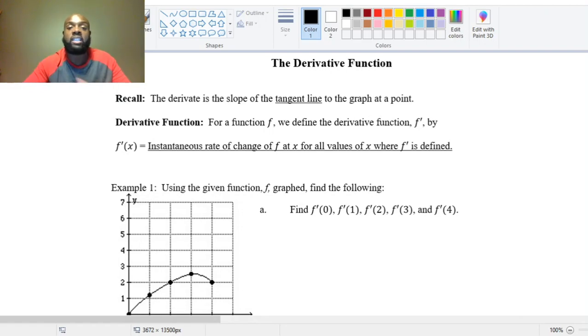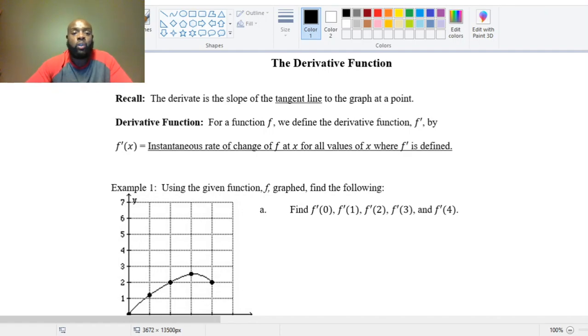Remember, the difference between the tangent line and the secant line is that the tangent line touches your curve at one point of interest, and a secant line intersects your curve at two specific points on an interval that you're interested in. Well, what we're going to do now is, instead of talking about the derivative at a point, we want to talk about the derivative as a function.